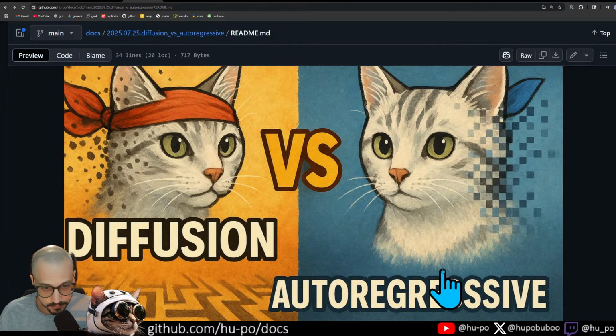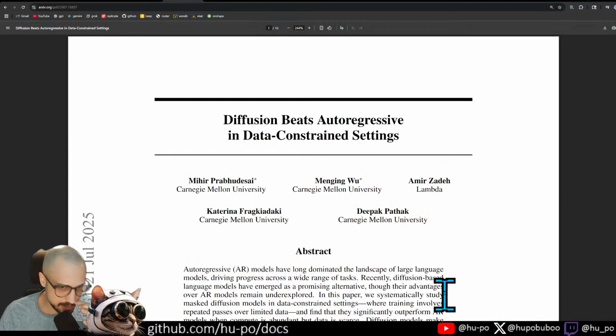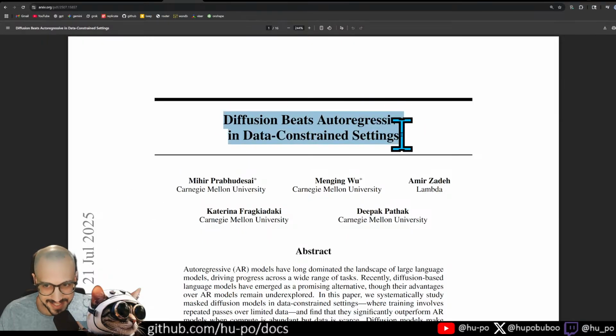Today the stream is called Diffusion versus Autoregressive. This entire thumbnail was generated by the image generator built into OpenAI's GPT, but I thought it was interesting that it misspelled autoregressive, putting 3 S's. It got confused with the number of S's, but it's pretty amazing that it can generate such cohesive text. We're going to be looking at this paper, which came out relatively recently, 21 July 2025, called Diffusion Beats Autoregressive in Data-Constrained Settings, out of Carnegie Mellon University.